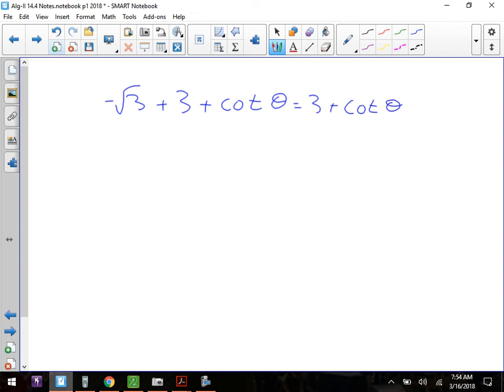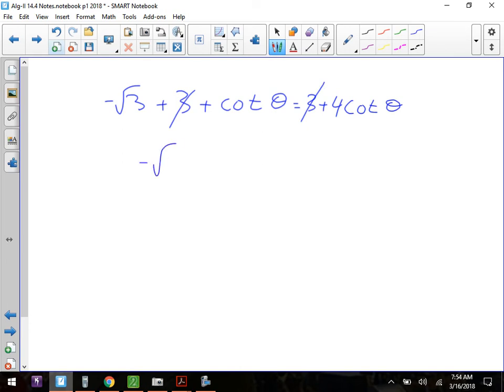Is everybody okay that, oh, I forgot a 4 in front of that cotangent, excuse me. Is everybody okay that the 3's on both sides drop out? Yes. Okay. So the 3's go out. And then I'm going to subtract the cotangent from the left to the right.